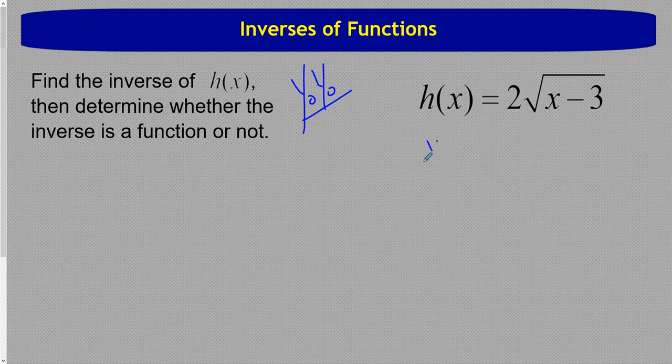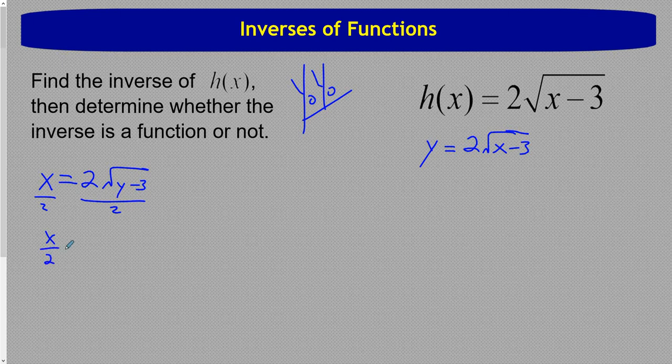Okay, y is equal to 2 times the square root of x minus 3. I'm going to move over here so I have more room, and I'm going to swap x and y at the same time. So x is equal to 2 times the square root of y minus 3. It's important to notice that that 3 is under the square root also. So first thing, I'm going to divide everything by 2. So x over 2 is equal to the square root of y minus 3.